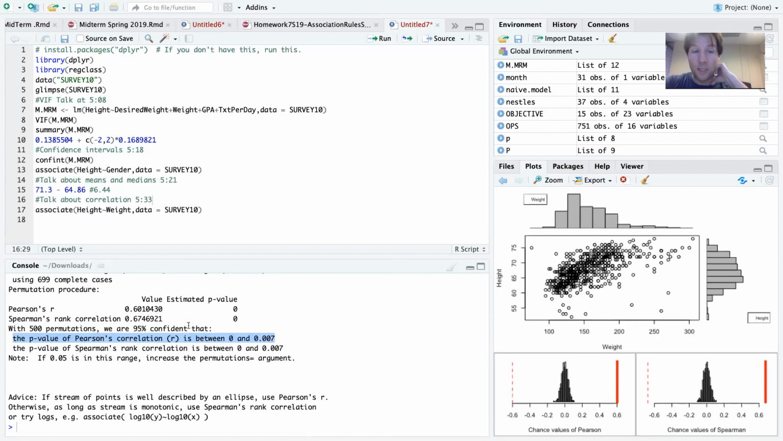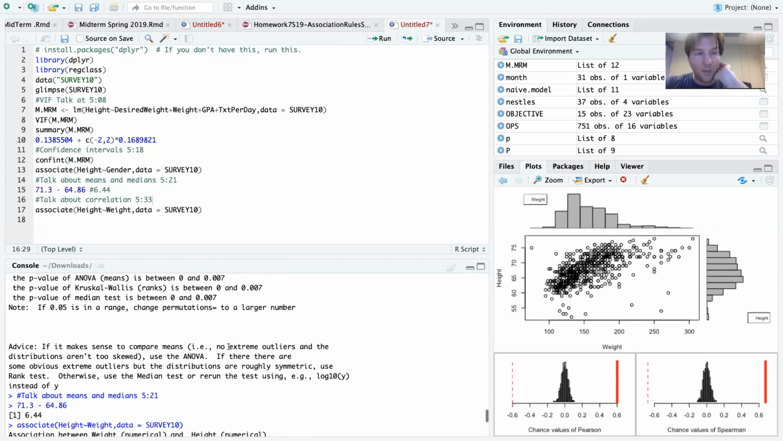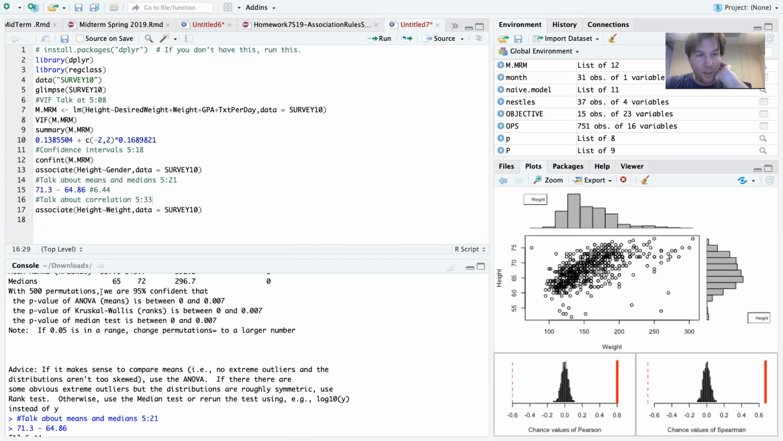The reason I know it's a confidence interval for the p-value is it says the p-value for the Pearson correlation is contained in the interval blank to blank. You see it says I am 95% confident. We are 95% confident that the p-value for the correlation is contained in the interval. And then right here it says we are 95% confident that the p-value of the ANOVA is contained in the interval blank to blank. I usually say contained.